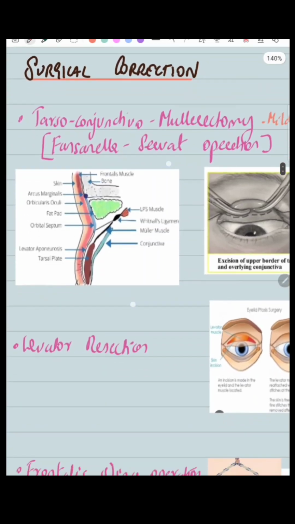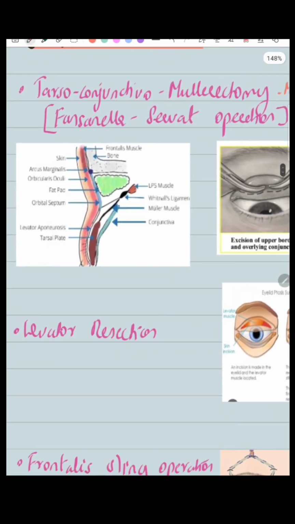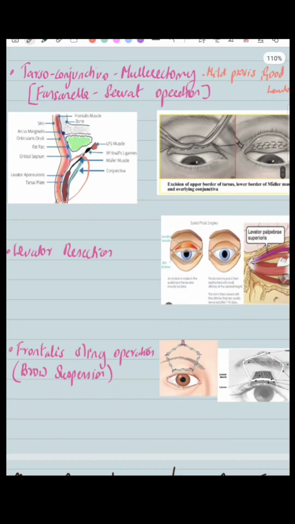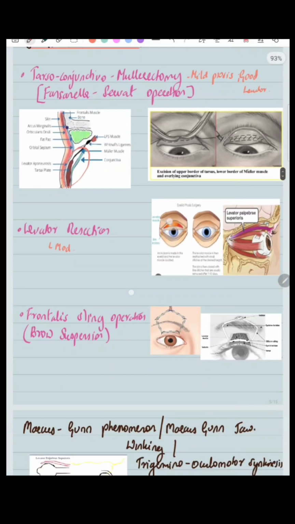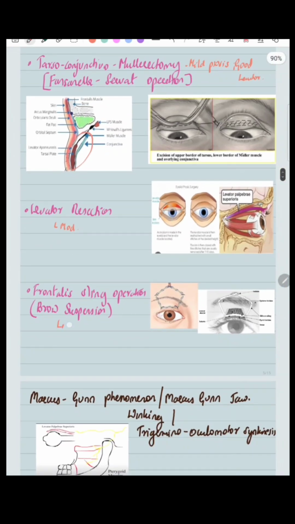Now, this here is the tarsoconjunctivo-mullerectomy. This part is excised. Next is levator resection. It is done in case of moderate to severe ptosis. Then the frontalis sling operation. It is done in case of severe ptosis with no levator function.